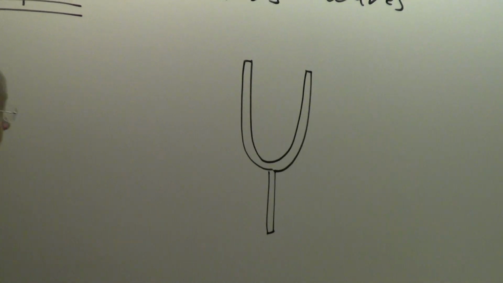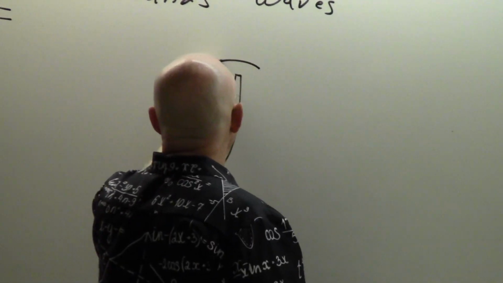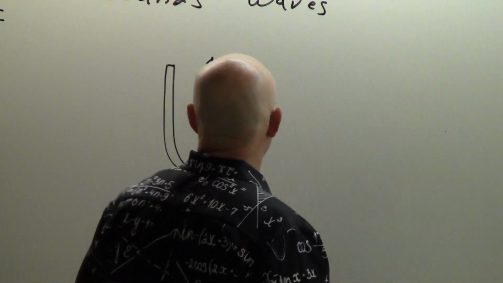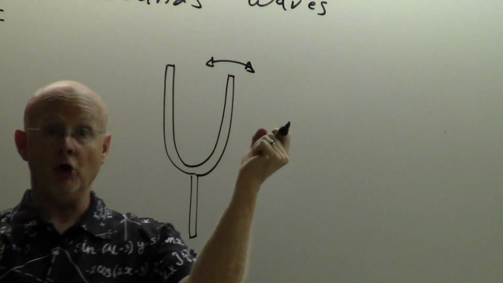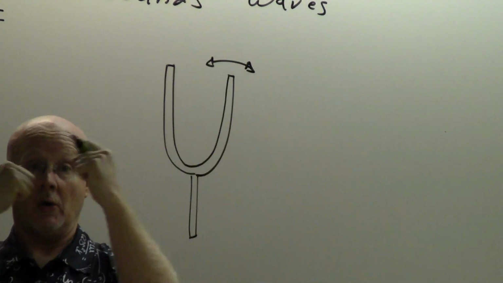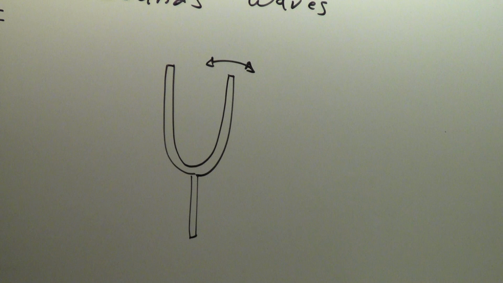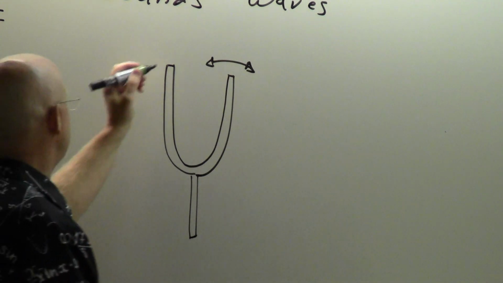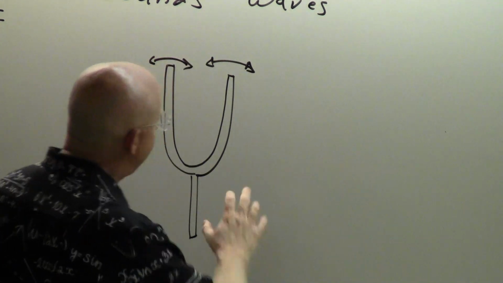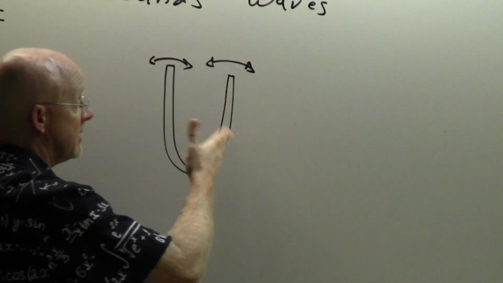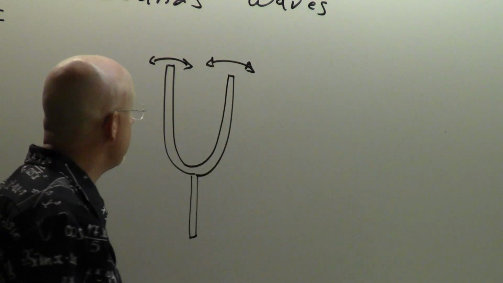And I hit it. And what is happening on a microscopic level is the U is vibrating. It's going back and forth. I'll only draw one side. Well, I'll put the other side there. But I'll focus my attention only here on the right side of this U going back and forth.